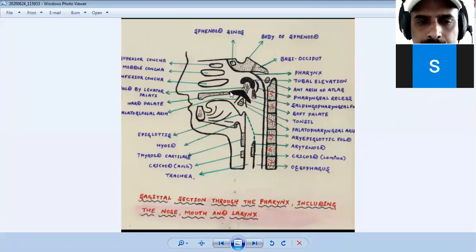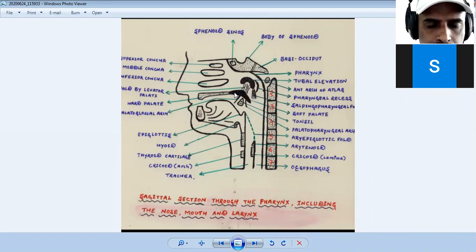This nasopharynx resembles a nose, structurally and functionally. Now I am talking in detail about the first part of the pharynx, the nasopharynx. The nasopharynx resembles a nose structurally as well as functionally. It means, number one, it is respiratory in function.